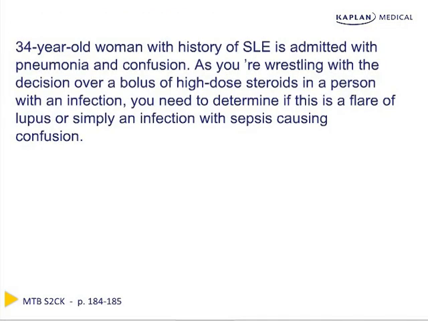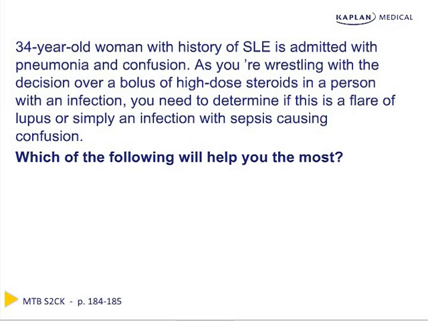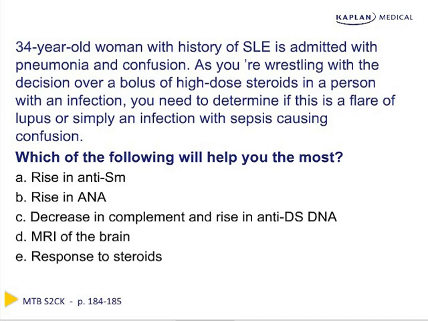A 34-year-old with a history of SLE is admitted with pneumonia and confusion. As you're wrestling with the decision over giving a bolus of high-dose steroids in a person who may have an infection, you need to determine, is this a flare of lupus or simply an infection with sepsis causing confusion? They're going to ask you, which of the following will help you most at this time? Is it A, a rise in anti-Smith, B, a rise in ANA, C, a decrease in complement and a rise in anti-double-stranded DNA, D, an MRI of the brain, or E, a response to steroids? The correct answer is C.